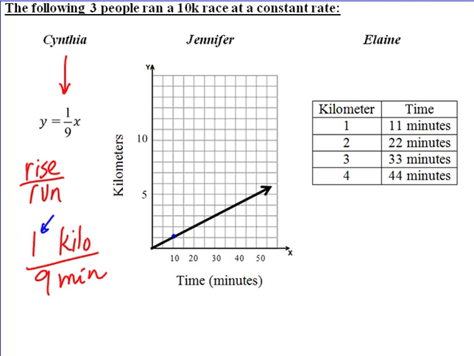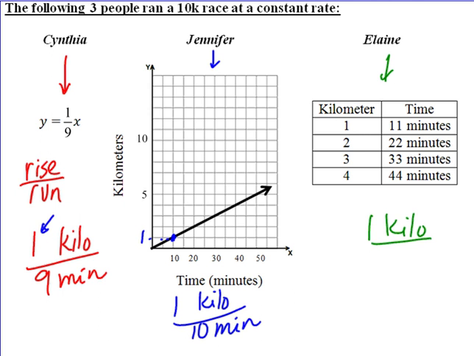Now here, on Jennifer's graph, we can see at 1, she is going to run 1 kilometer in 10 minutes. So 1 kilometer in 10 minutes. And then we take a look over here at Elaine on the table, and we can see that she's running 1 kilometer in 11 minutes. Now, based on this, we can tell who's going fast and who's going slow. We can tell Cynthia is running a lot faster than Jennifer and Elaine is definitely running the slowest of the 3. So we can tell who's probably going to win the race if they're going to keep this pace up.